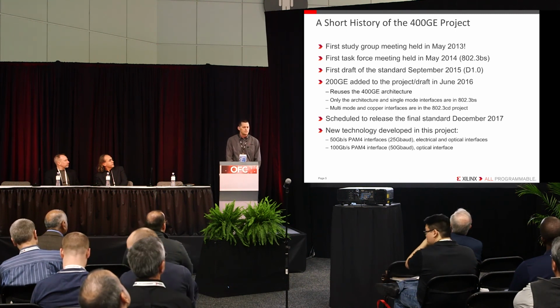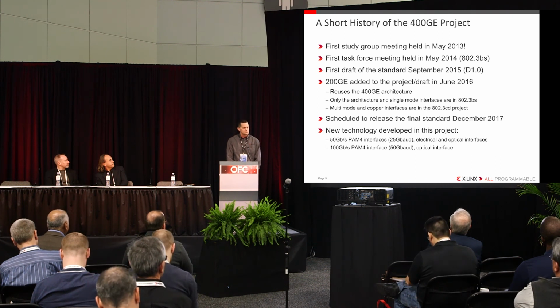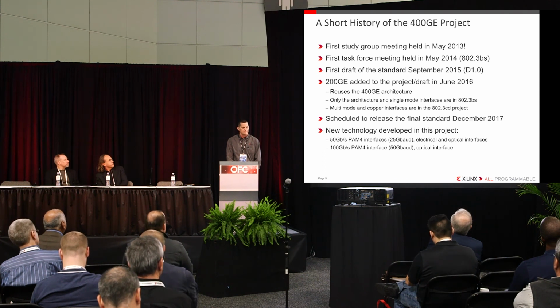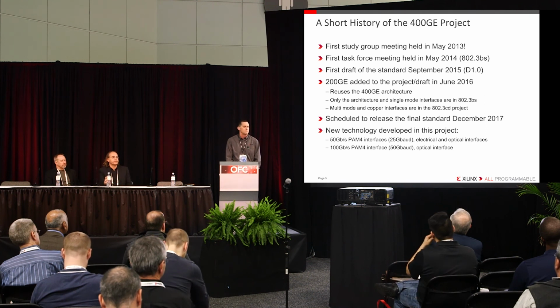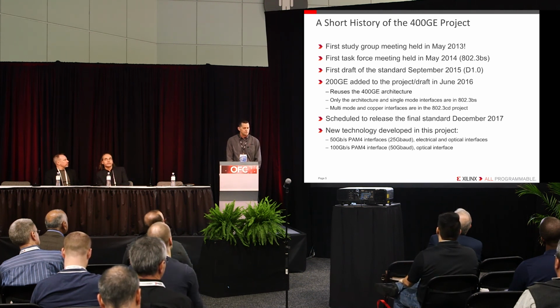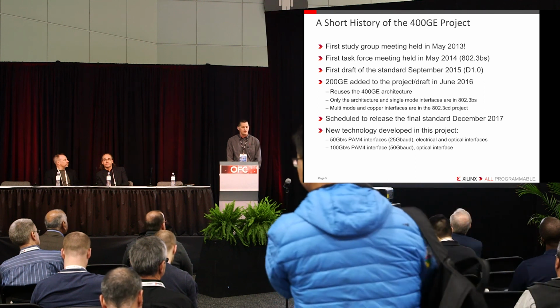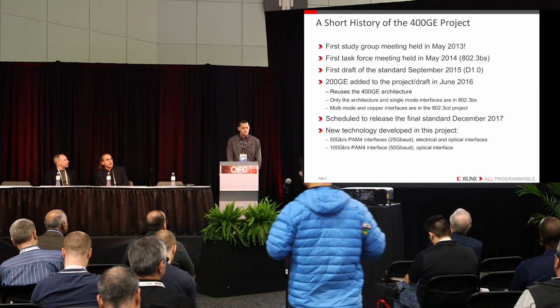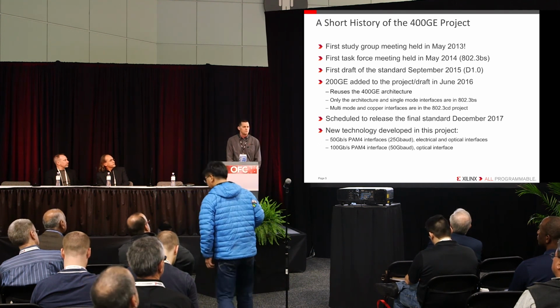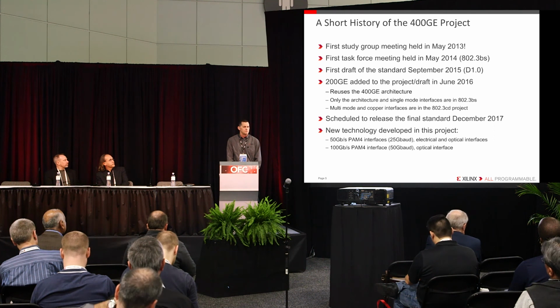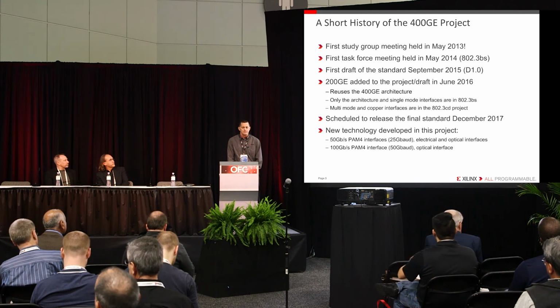200 gig E was added to the project in June of 2016. It reuses the 400 gig architecture, and the logic and the single mode interfaces are in that same task force. We split up the 200 gig, and the newer multi-mode interfaces and the copper interfaces are in a separate task force called 802.3 CD, which is also going on in parallel. We're scheduled to release the final spec at the end of this year, although that possibly could move up a few months if we make good progress on the standard.